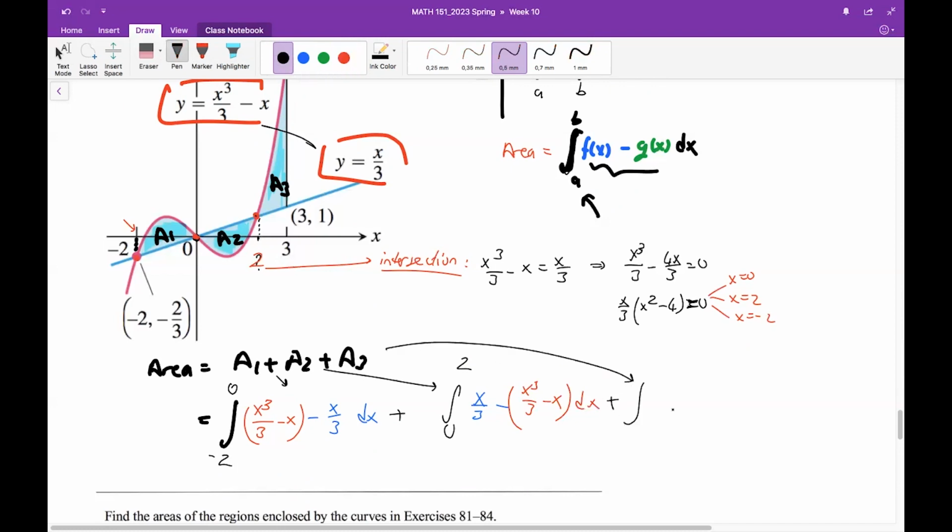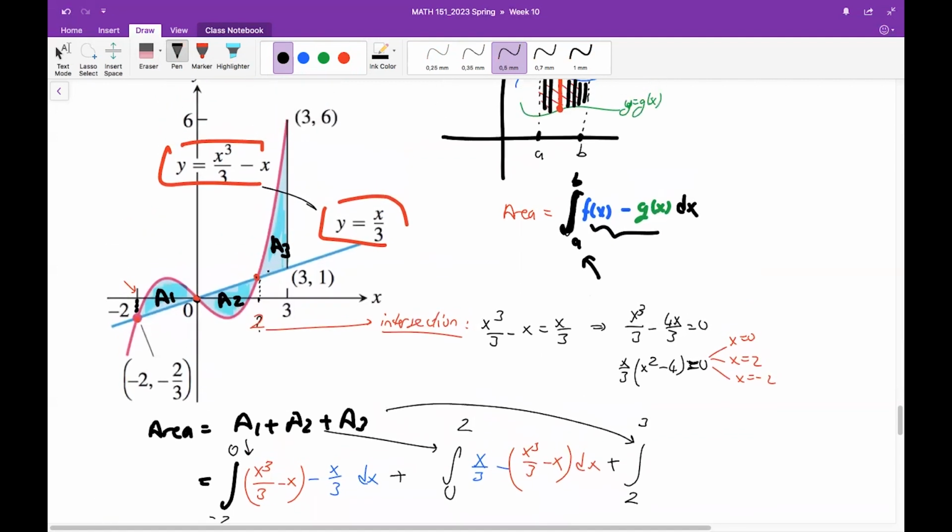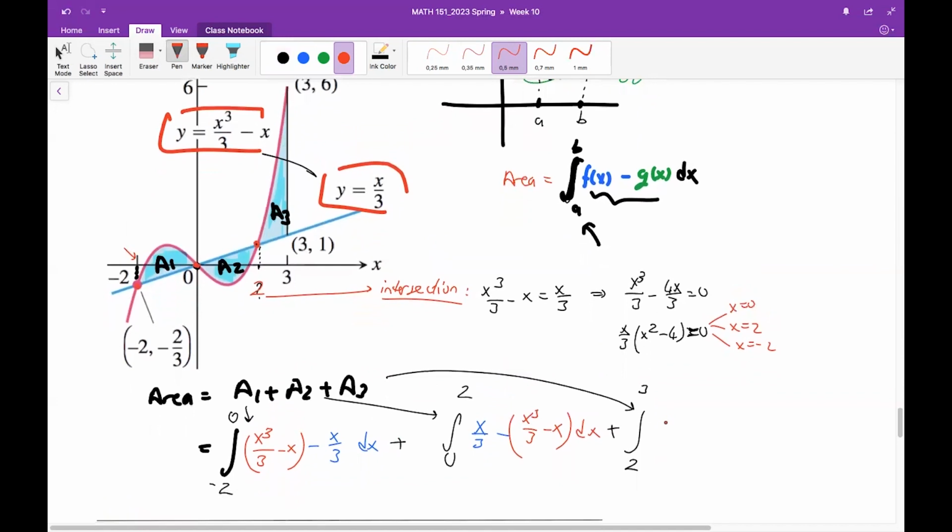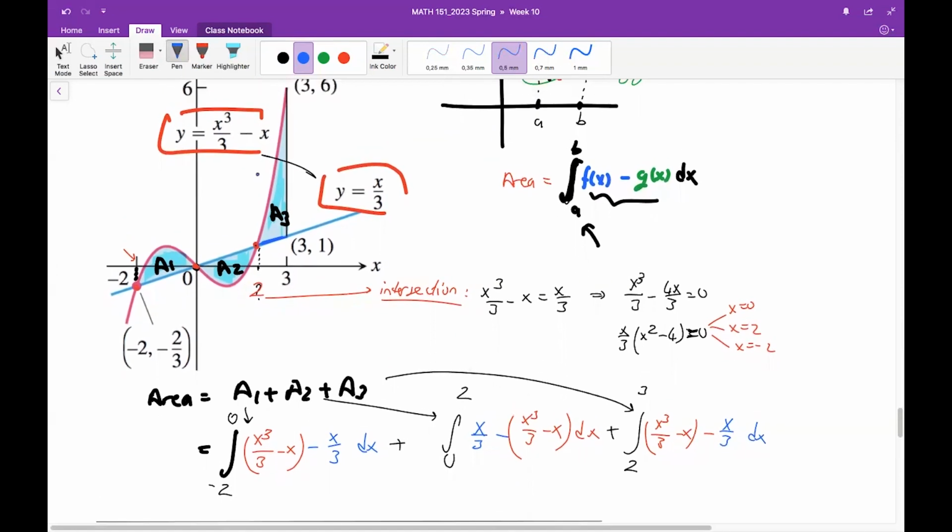finally, for A3, we will construct one more integral, okay? The boundaries of the integral will go from 2 to 3. Look at A3. The pink one is the bigger curve here. So x cubed over 3 minus x, the pink one, minus the blue one. The blue one is the lower boundary for that region, dx. So that's it. You can compute areas between curves if you know the equations of your curves and if you know the boundaries of your integral, like that.